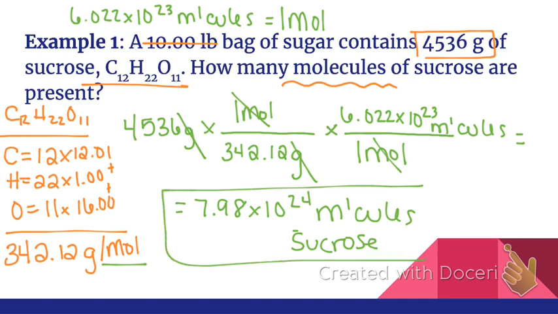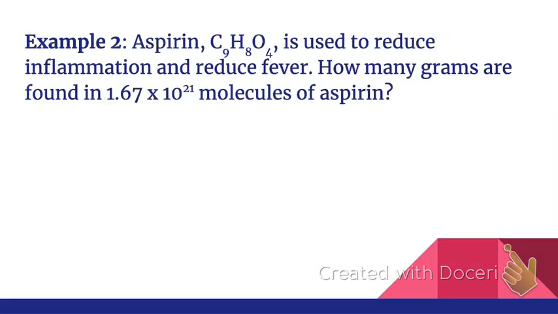Okay, so again, your roadmap will help you guys out a lot as we get started with these conversions. So moving ahead, I've got one other example to take a look at today, and that's looking at aspirin. So aspirin is chemically C9H8O4. And so if you've ever had a fever or maybe had some kind of inflammation, you maybe have taken aspirin to relieve that. And so it wants to know how many grams are found in 1.67 times 10 to the 21st molecules of aspirin.